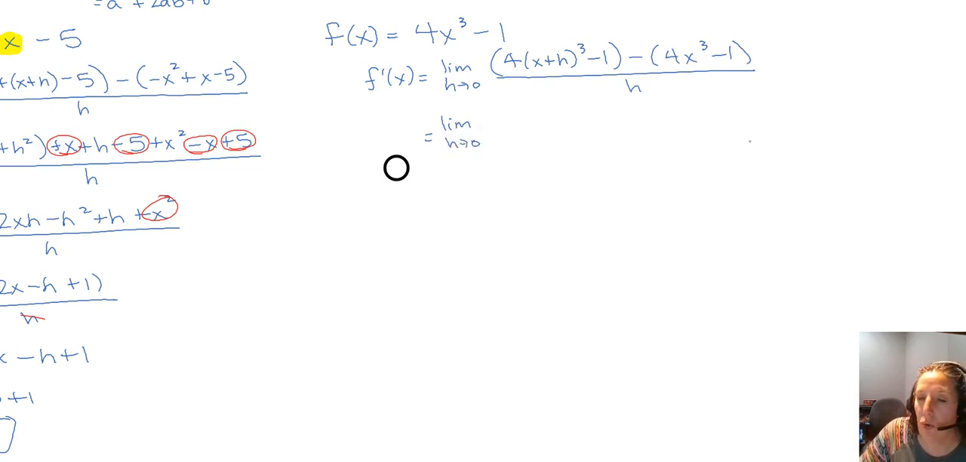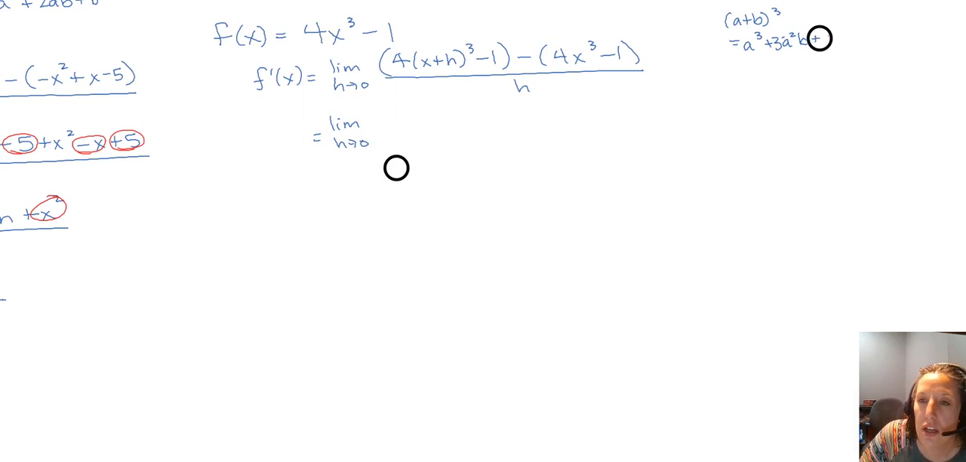There is also a formula that'll help us to cube a binomial. If we have a binomial cubed, that is always going to expand to the first one cubed plus 3 times the first one squared times the second, so 3a squared b plus 3ab squared plus b cubed. All right, so we're going to do that to our x plus h quantity cubed.